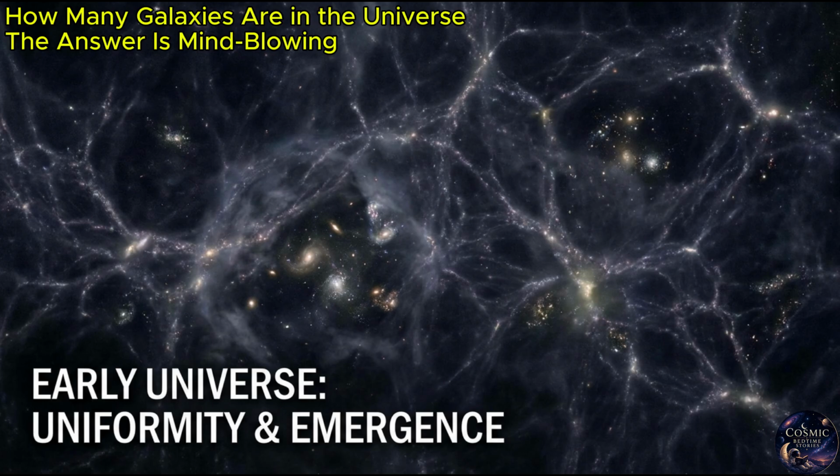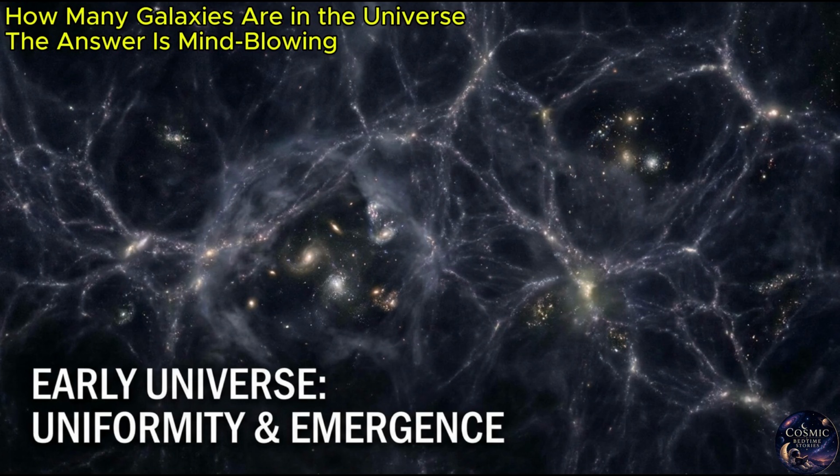While local variations exist due to clustering and voids, the large-scale distribution of matter is considered statistically uniform. This assumption allows astronomers to extend measured densities to the entire observable sky, producing initial estimates of galaxy abundance. Early estimates based on visible light surveys suggested a relatively modest number of galaxies.